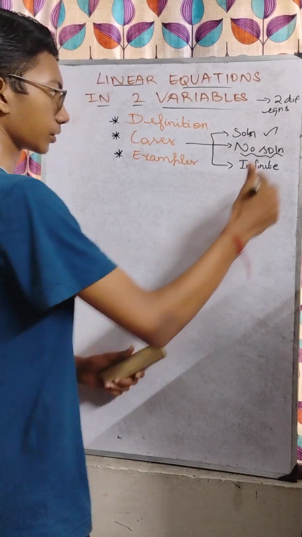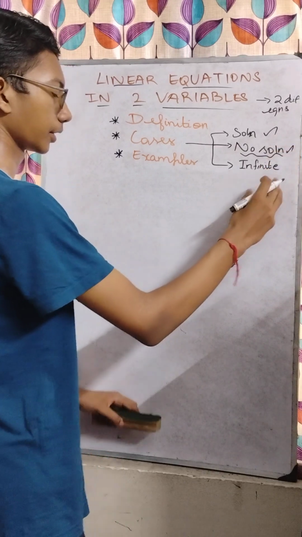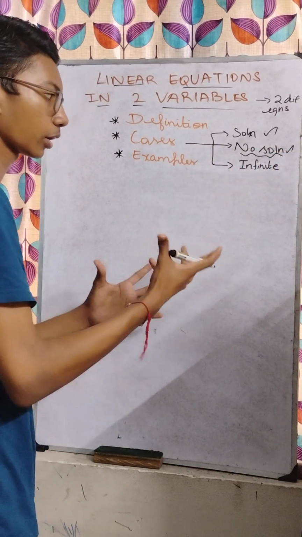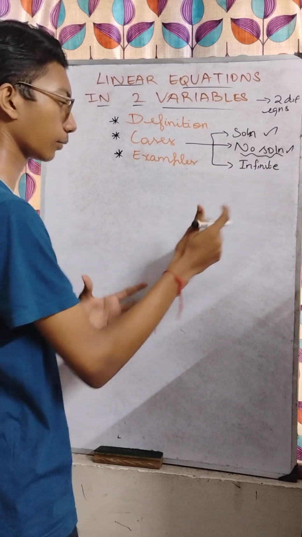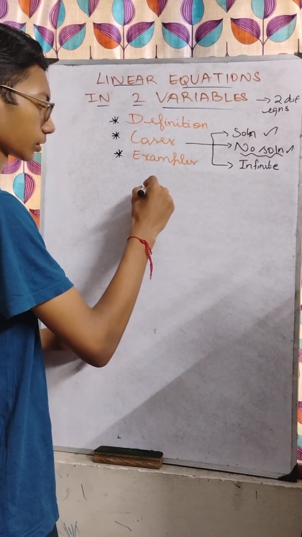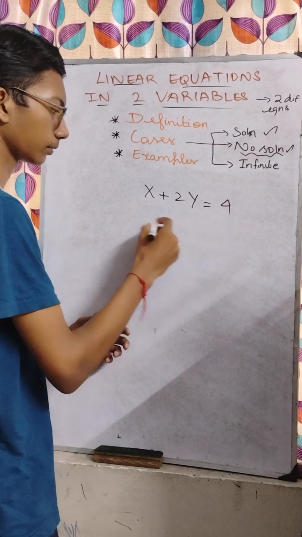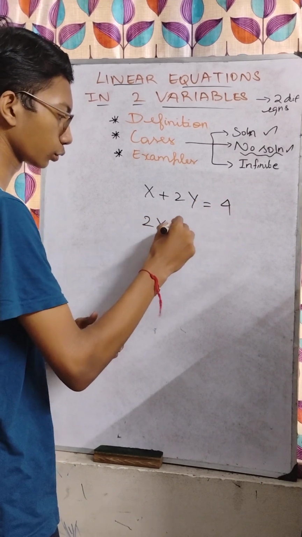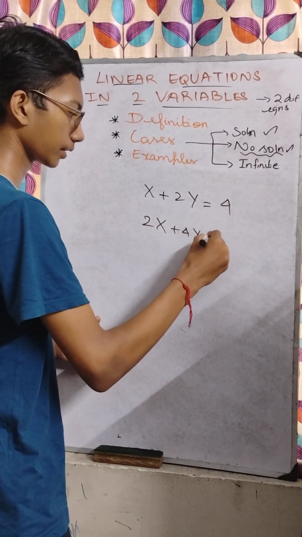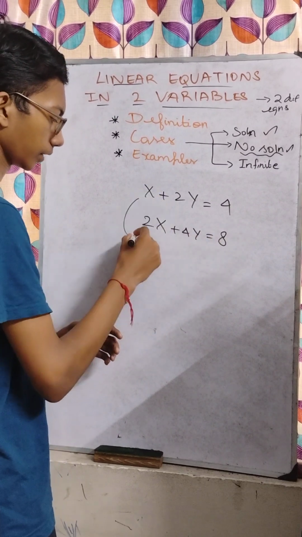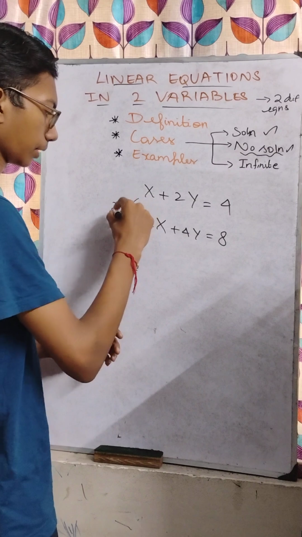Now the last case, we have also seen no solution. Now the last case is a pair of equations with an infinite number of solutions. But how can two equations have an infinite number of solutions? The thing is, let's take x plus 2y equals 4. And in the other equation we can take 2x plus 4y equals 8. What we can do with this is take the first equation and multiply it by 2.